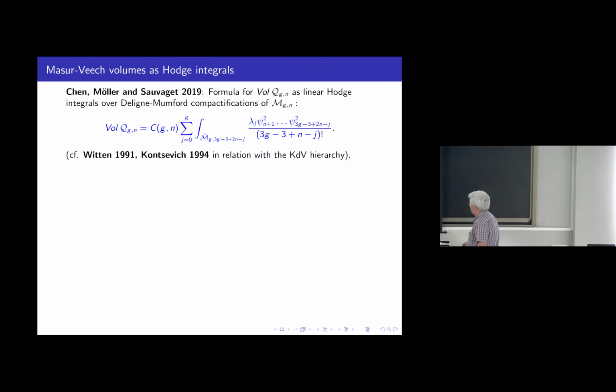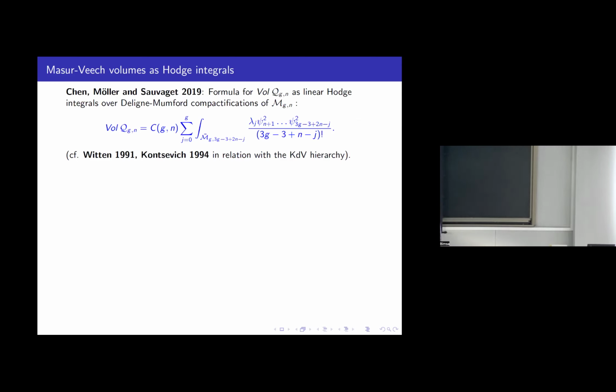Then the next step was done by Chen, Mueller, and Zograf. They rewrote the corresponding volume. They made a link with the story which was very well studied after Witten, as Witten's conjecture and Kontsevich's theorem, calculation of characteristic numbers of moduli space.